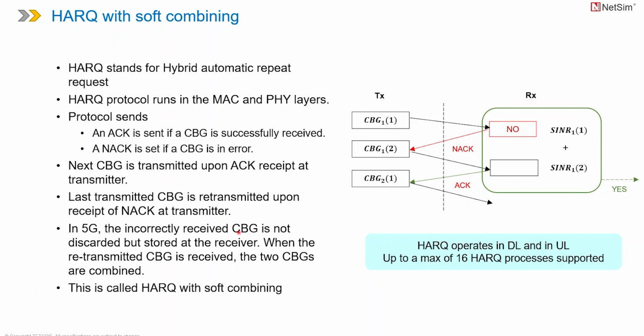In traditional HARQ technique, CBGs marked as errors are discarded. However, in 5G, the errored CBGs are stored in the receiver and combined with the retransmitted CBG. NetSim uses HARQ with soft combining in both the DL and in the UL and supports up to a max of 16 HARQ processes.